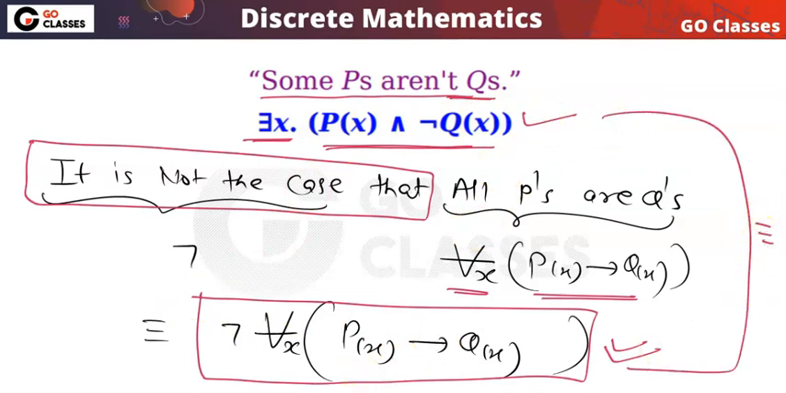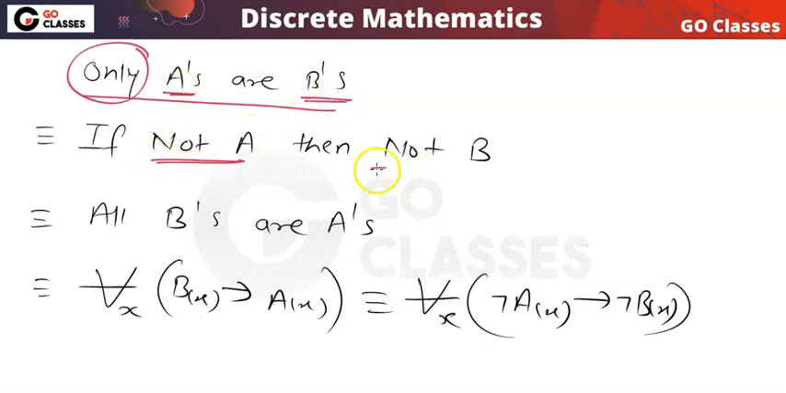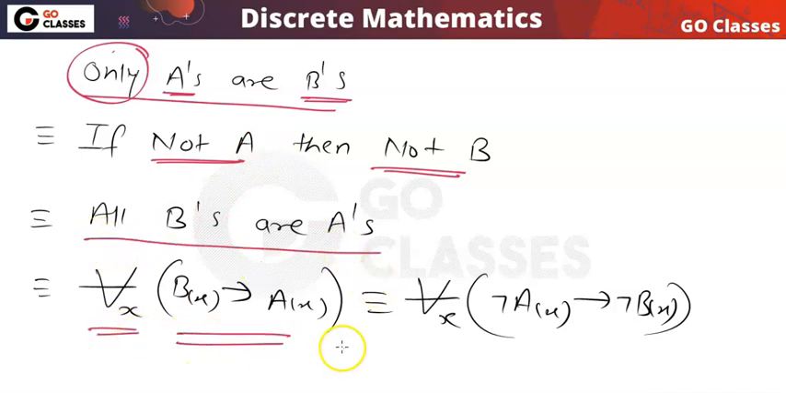Next we have this basic template: only A's are B's. What does it mean? It means that if it is not A, then it is not B. Because it is saying that only A's are B's, if it is not A, then definitely it is not B. Now, what will be the contrapositive statement of this? That will be all B's are A's. So we can write for all x, if it is B, then it is A.